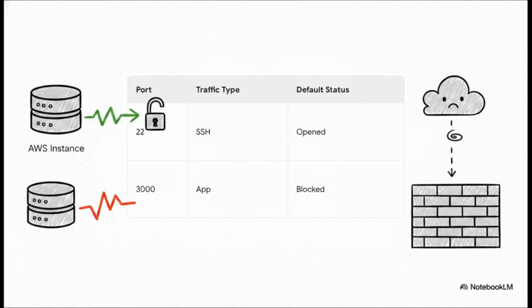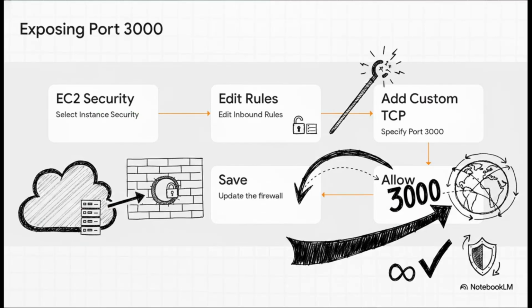Take a look at the default setup. When we launched our instance, AWS helpfully opened port 22 for us. That's the dedicated port for SSH traffic. That is literally the only reason we were able to tunnel in and configure the server in the first place. However, our Node.js application is running over on port 3000. Because port 3000 wasn't explicitly allowed to pass through the firewall, our web browser requests simply hit a brick wall and timed out. To fix this, we just have to perform the magic steps to punch a little hole in that firewall.